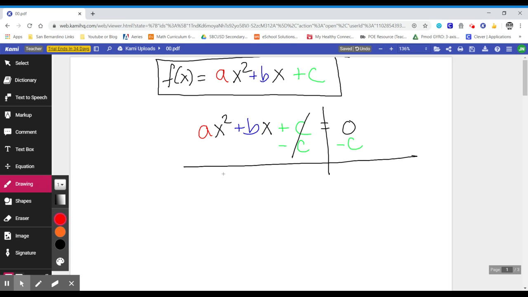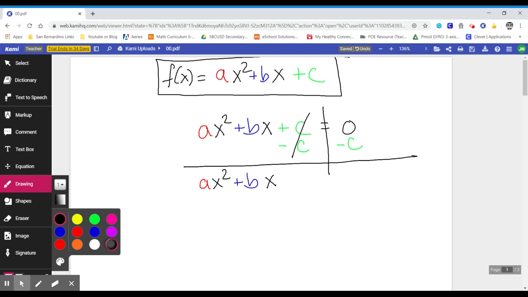So on the left-hand side, I'm going to be left with ax squared plus bx. On the right-hand side, I'm going to be setting that equal to negative c. So far, I haven't done anything fancy. I just got all the variables on one side, all the numbers without variables on the other side, which is basically the first thing when we're doing completing the square.